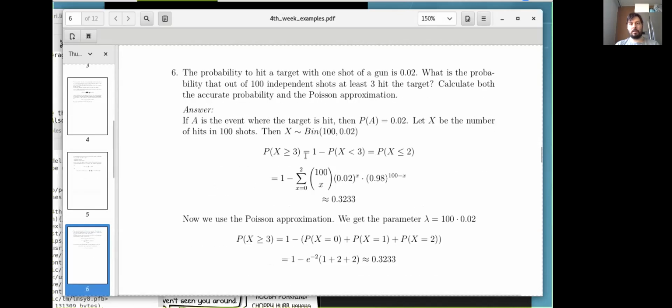The probability to hit a target with 1 shot of a gun is 0.02. What is the probability that out of 100 independent shots, at least 3 hit the target? So here we have a small probability and a high number of repetitions. So we can use either a binomial distribution or we can use the Poisson distribution as an approximation, because if n is large and p is small, then we can do this.